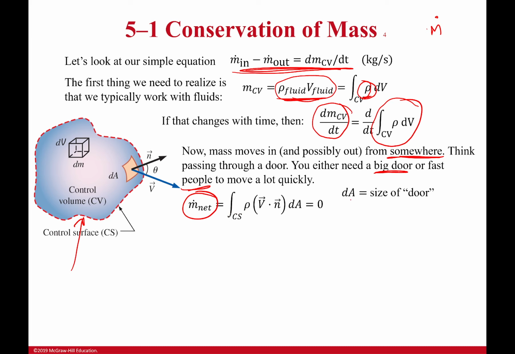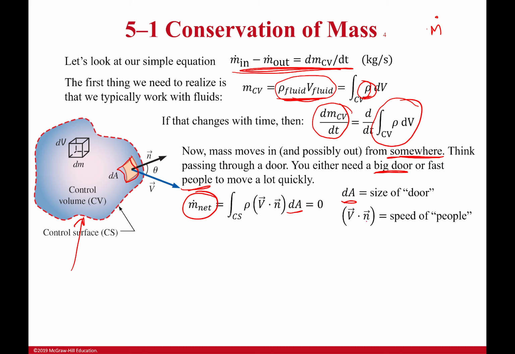Now the dA right here is simply the size of the door. So normally this is going to be a sum, everybody. The bigger the door is, the higher my mass flow rate. Now V dot n is simply the speed of the people, quote unquote, because we're dealing with fluids here. You're in a classroom, you're trying to think about classes. How do you get a lot of people out of a place? Fast people or a big door? Or both. It really helps if they're both.